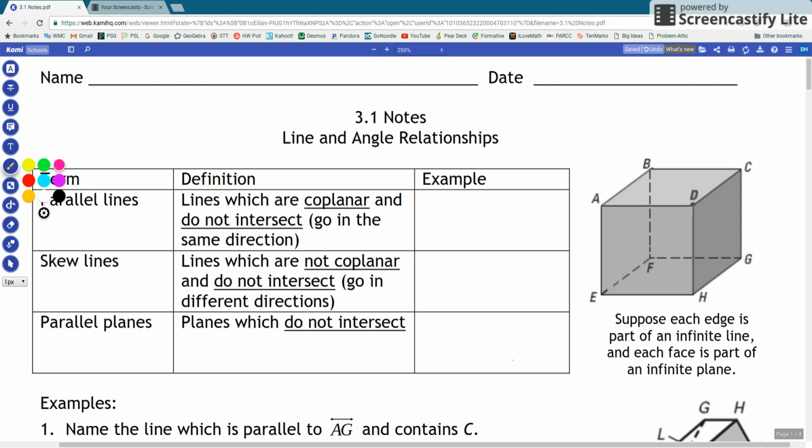Our next unit begins with some new relationships between lines and angles. Now, the first one on here, parallel lines, certainly doesn't sound new. You know that they are lines which do not intersect, but we're going to get more specific with that definition now and also say that they must be coplanar. So, for example, we have line AD and line FG in this diagram.